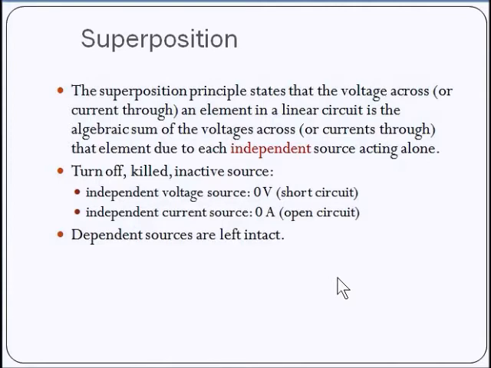If there is an independent voltage source, its value is 0 volt, so we make the voltage source a short circuit. And if there is a current source, to make it 0 we need to make it an open circuit. What a short circuit and an open circuit are, we will discuss later. As for the source acting alone, we need to leave it intact.